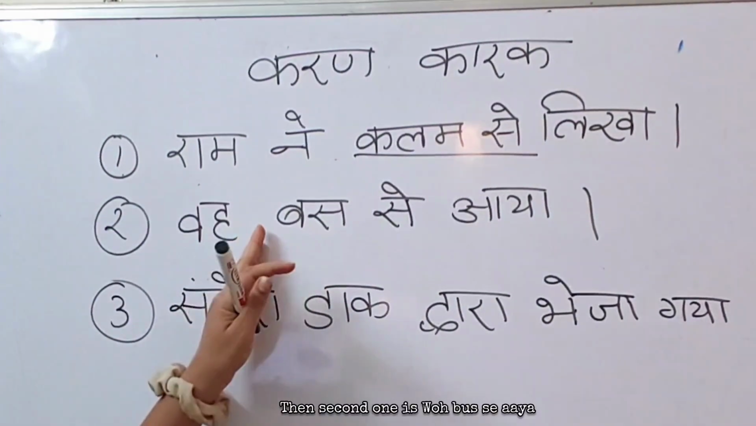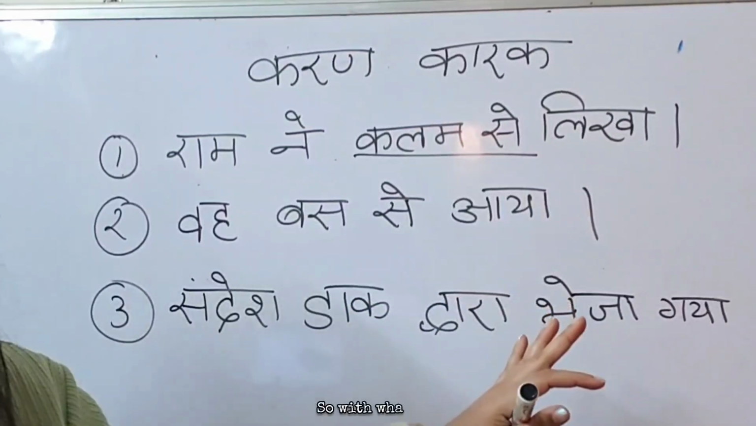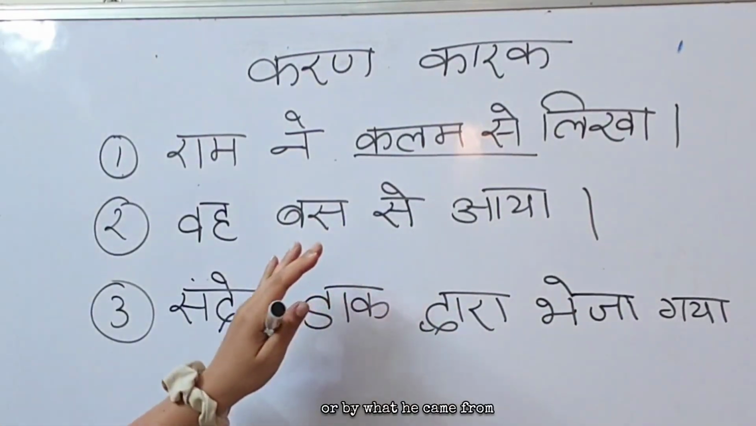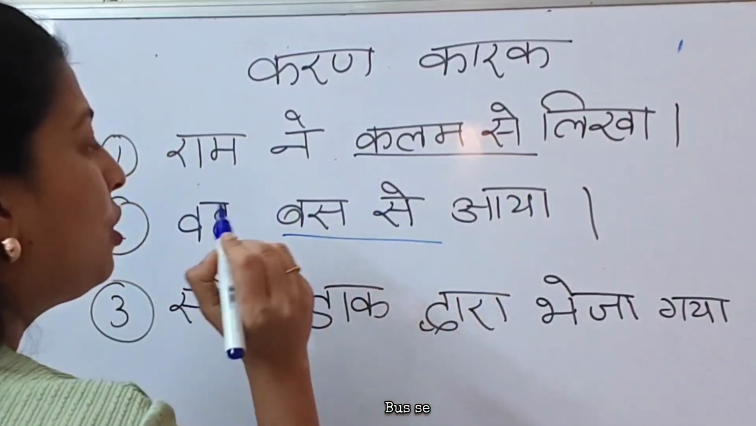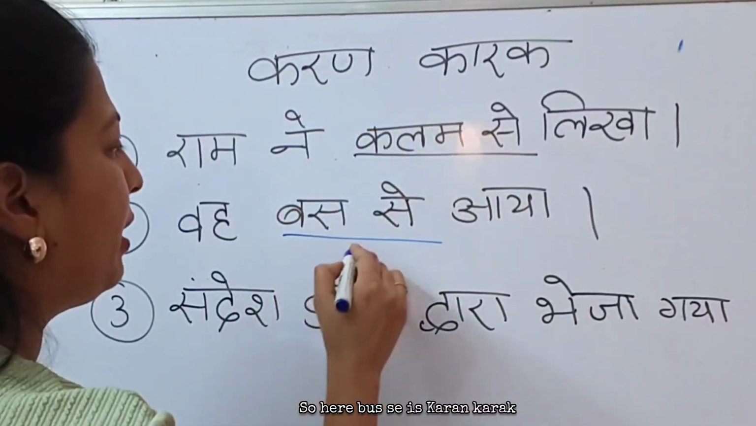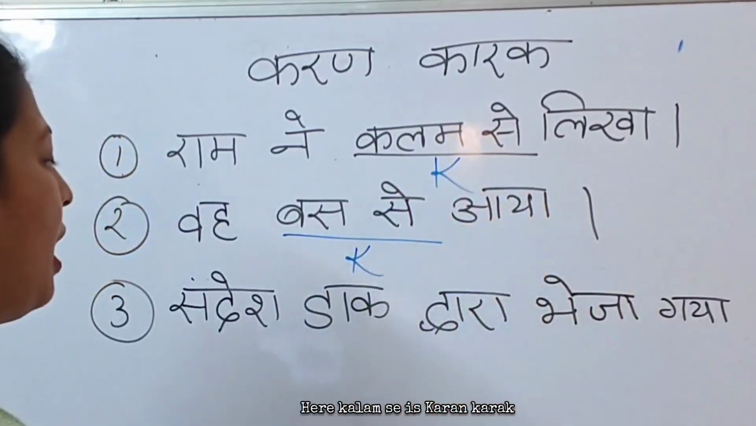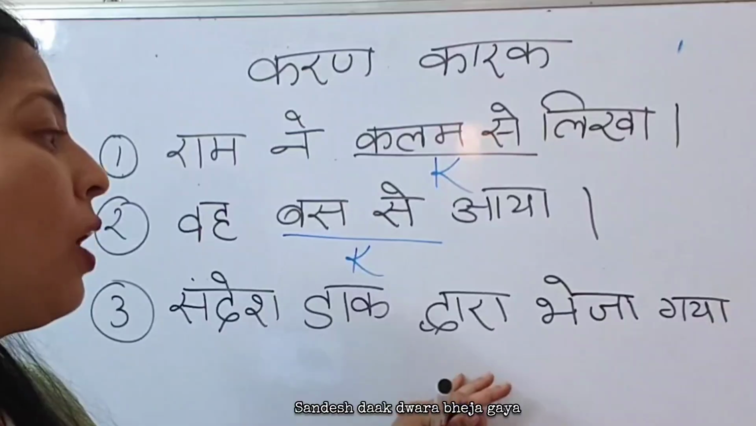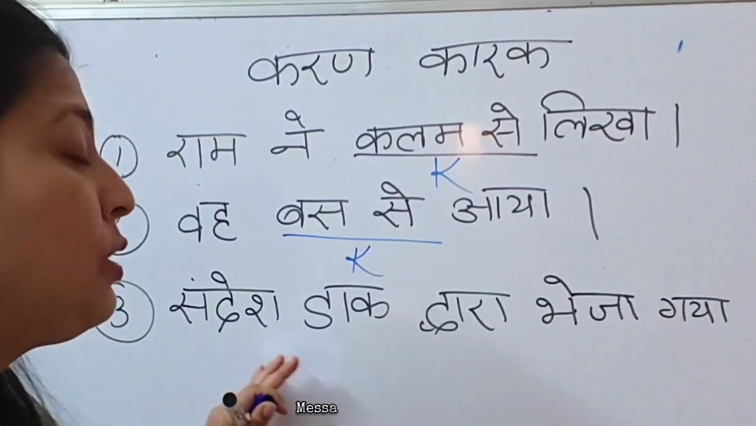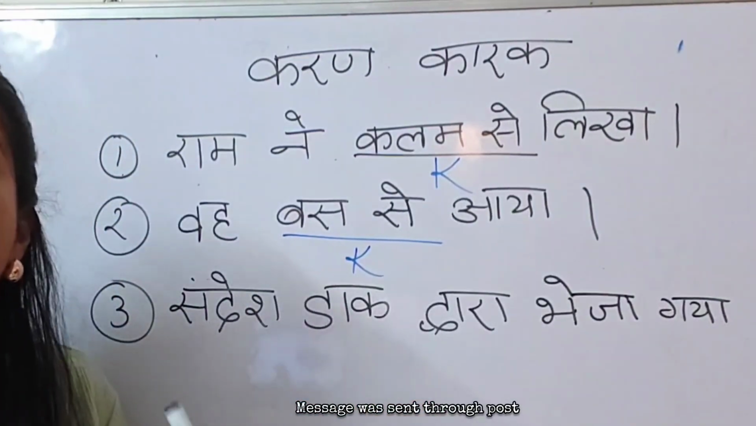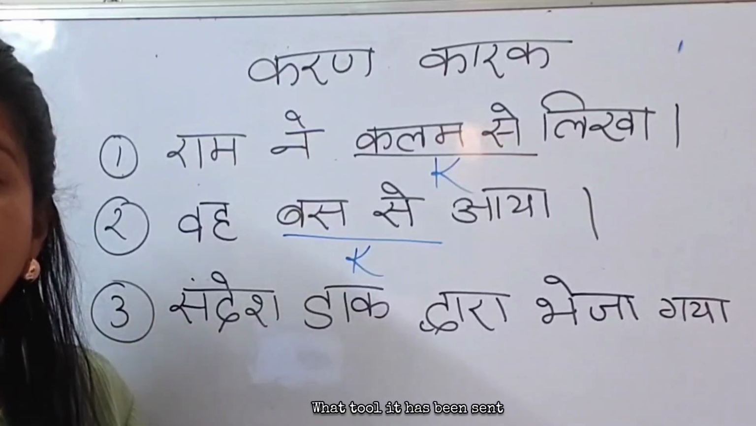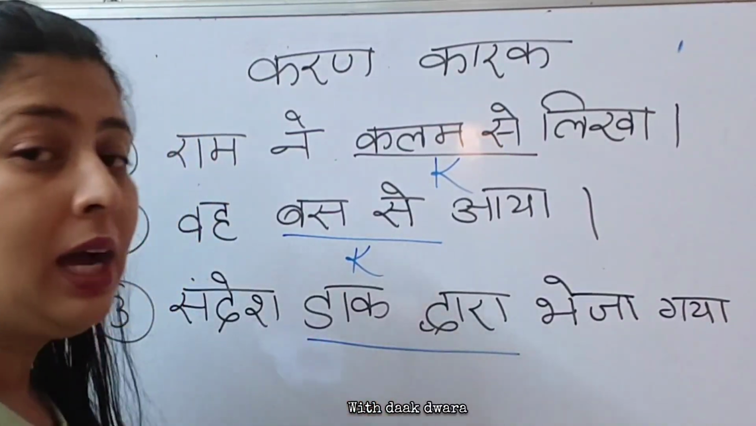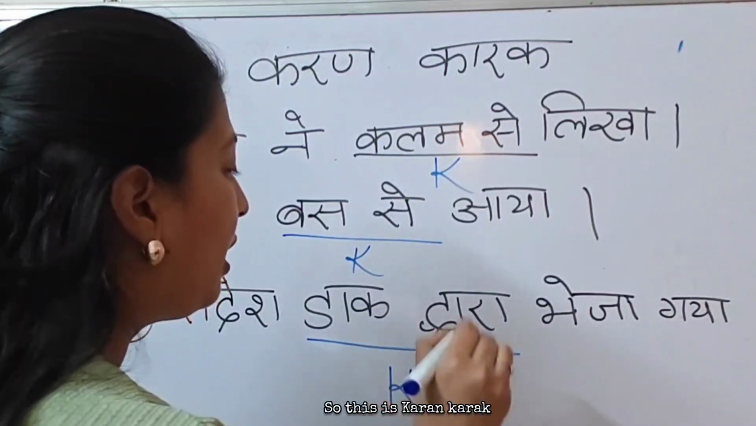Then the second one is vah bus se aaya. So with what instrument or by what did he come? Bus se. So here bus se is Karan Karak. Here kalam se is Karan Karak. संदेश डाक द्वारा भेजा गया. Message was sent through post. So by what instrument, what tool has it been sent? With Dak Dwara. So this is Karan Karak.